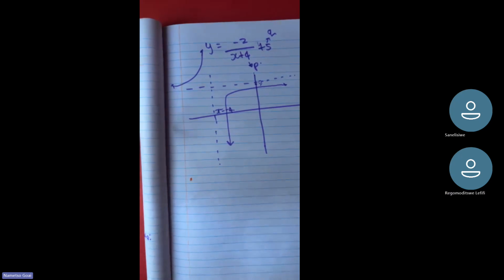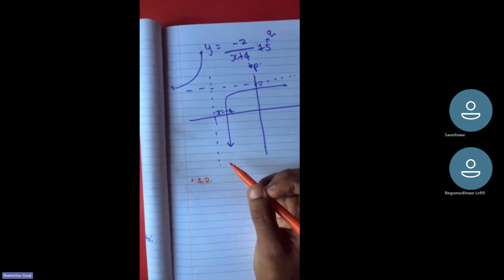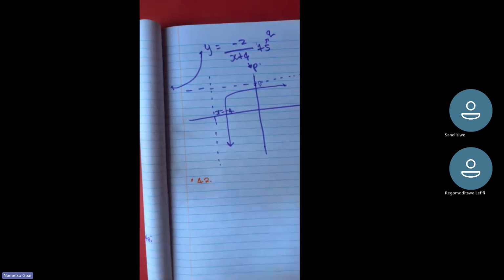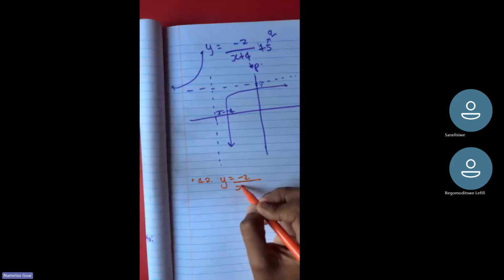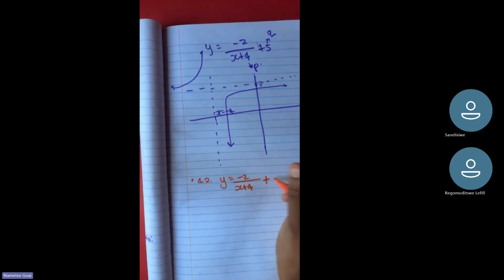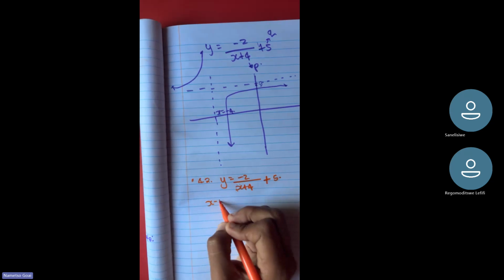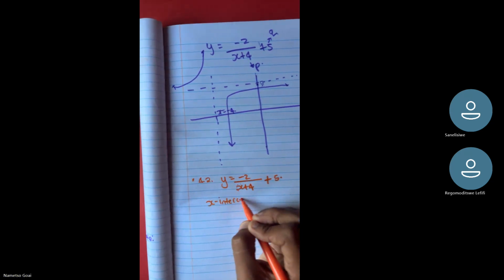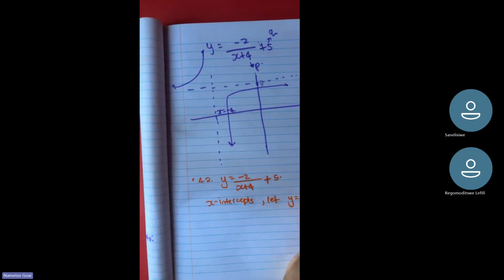So let's go to 4.2. What are they saying? 4.2, they're saying calculate the x intercepts of f. So we know that y equals -2 divided by x plus 4, plus 5. This is what we currently have. If they're looking for the x intercept, we know that for the x intercept, you let y equal 0, right?